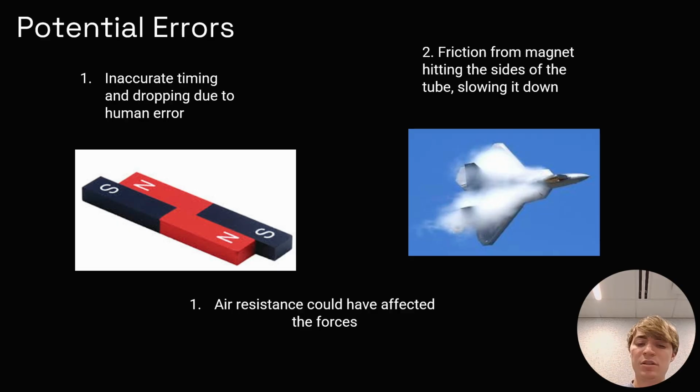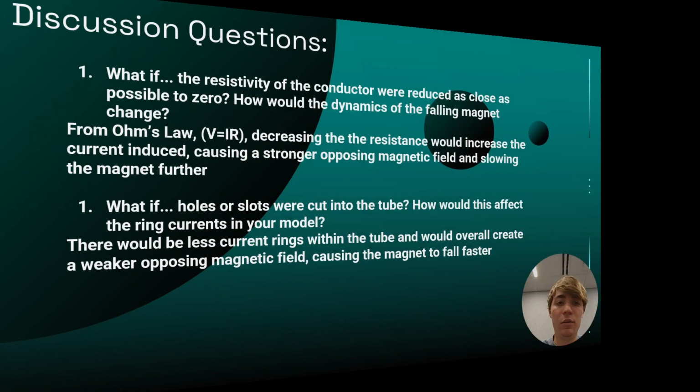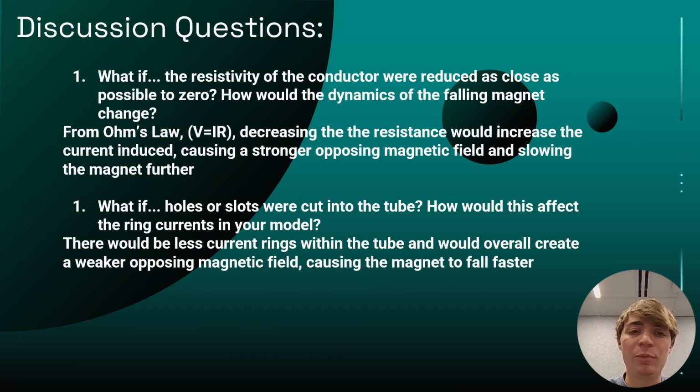And finally, air resistance could have affected the forces, because that's a third force that would have been acting on the magnet as it fell through the tube because it was not in a vacuum. Finally, to end this lab, we have some important discussion questions. First, what if the resistivity of the conductor was reduced as close as possible to 0? How would the dynamics of the falling magnet change?